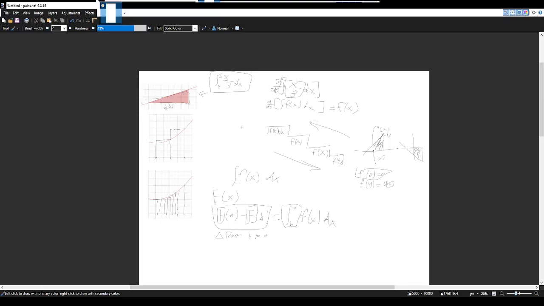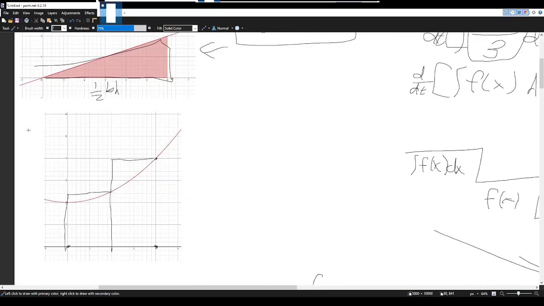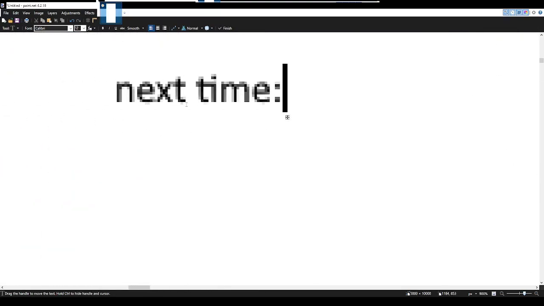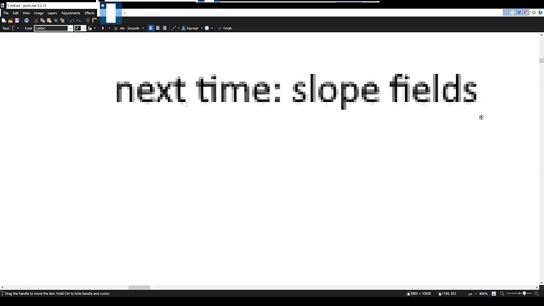Let's see what we're talking about next time. Fundamental theorem of calculus. I think I went over that. I think. Maybe. The natural logarithmic function, inverse functions, exponential functions. I don't know. Any of this stuff? Oh, slope fields. Sure, I can go for slope fields next time. Why not, right? Next time. Slope fields. All right.